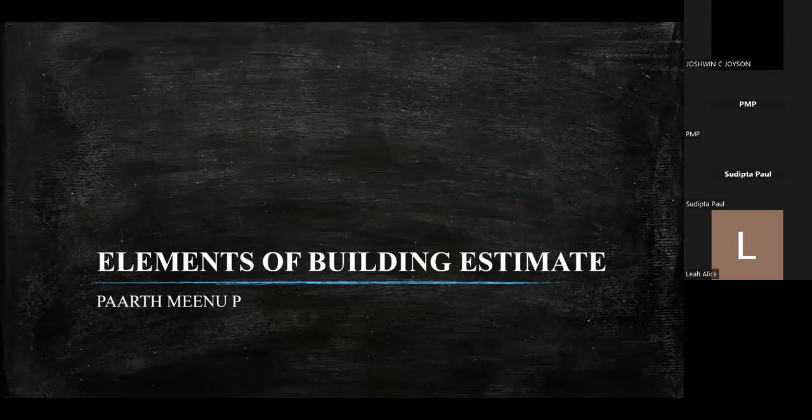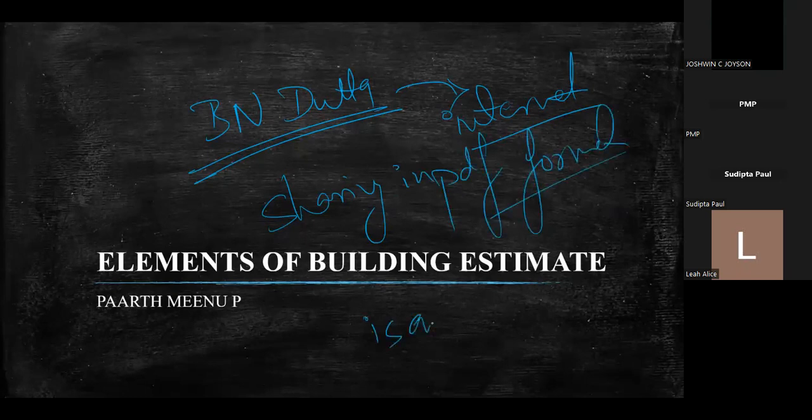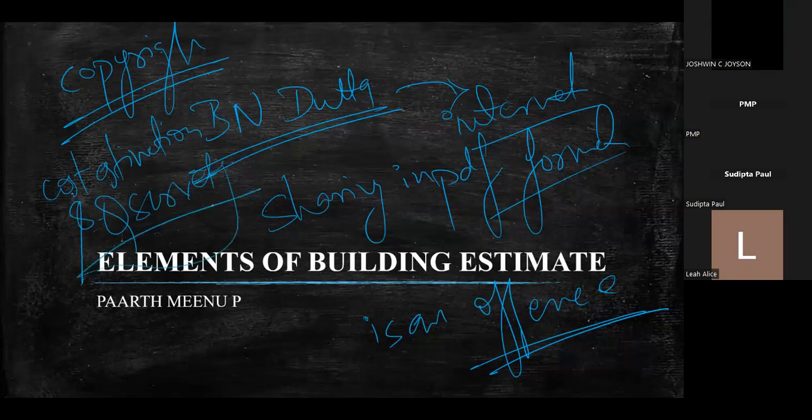Vinod, I have told you that this is B N Datta. You can straight away go to the internet, because sharing books in PDF format is an offense of copyright. We cannot share books with anyone. You can just go on Google and find the book. B.N. Datta has only one book, which is Cost Estimation and Quantity Surveying. This is the only book.